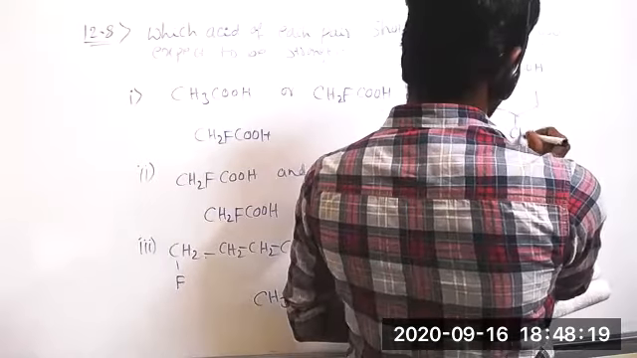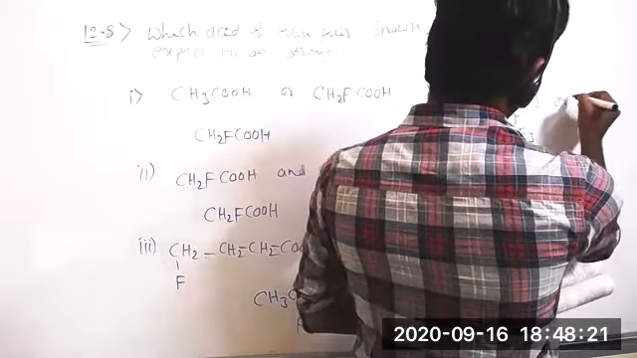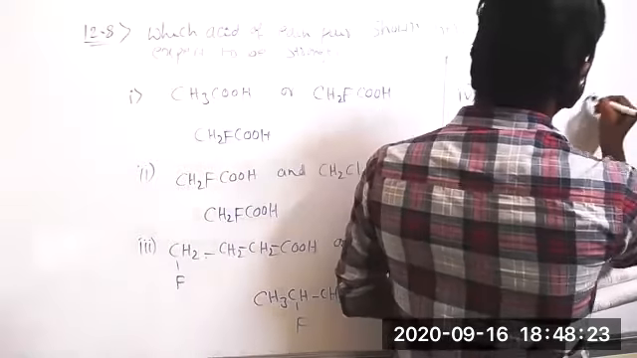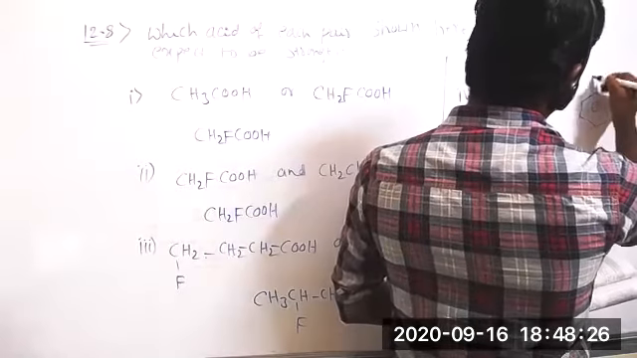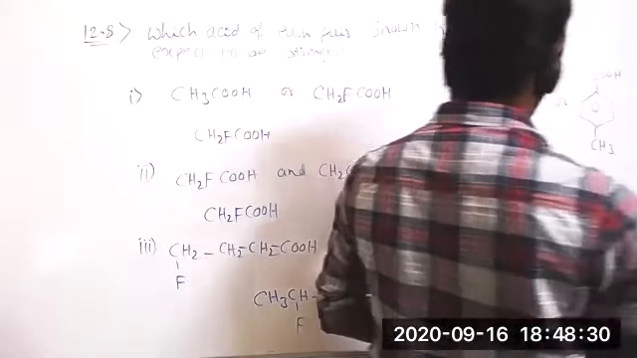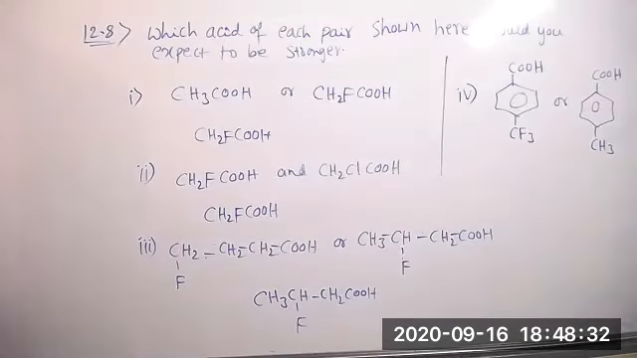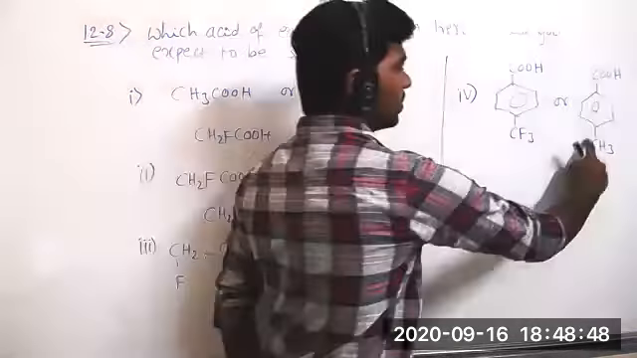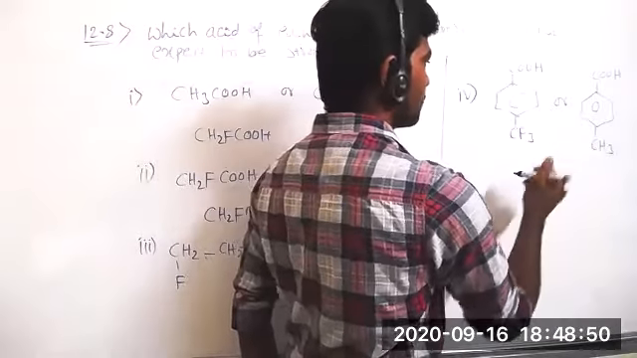Benzoic acid attached to CF3 or benzoic acid attached to CH3. What is the answer? Anjali, which is more acidic in the fourth one? CF3. Very good. Correct. CH3 is an electron donor group, but CF3 is an electron withdrawing group, so this is more acidic.